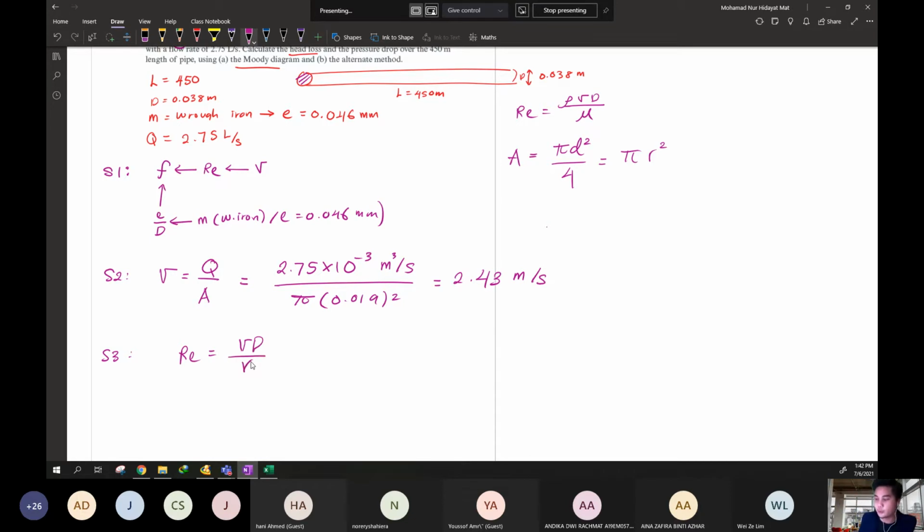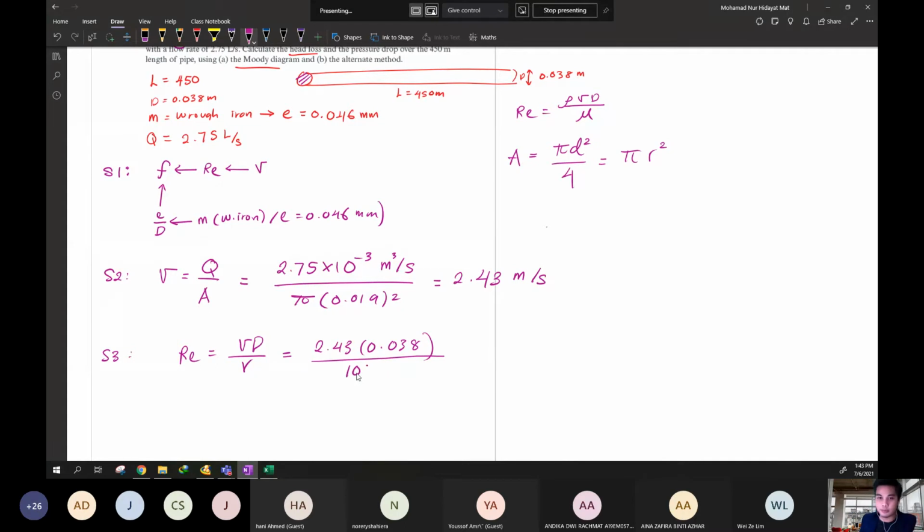Okay, you can use this equation. This is the second version of Reynolds number. This is nu, the viscosity. This is velocity, so just substitute 2.43. The diameter is 0.038. And the viscosity nu here is 10 to the power of -6.